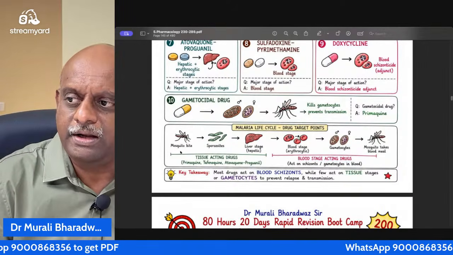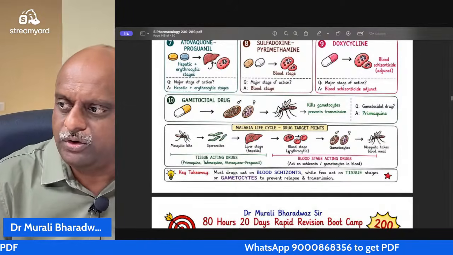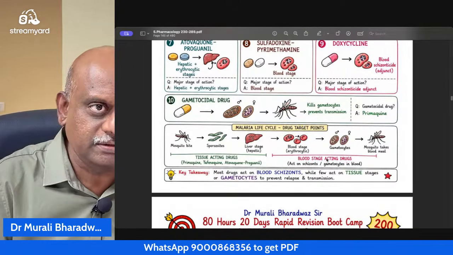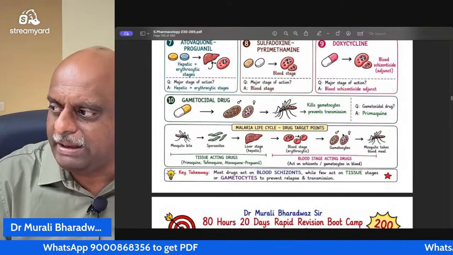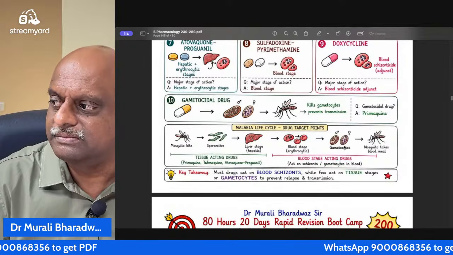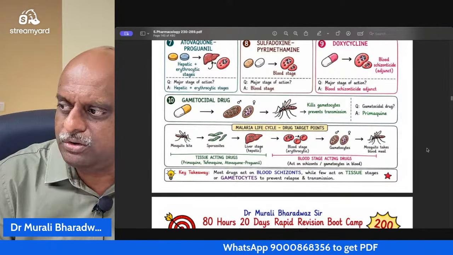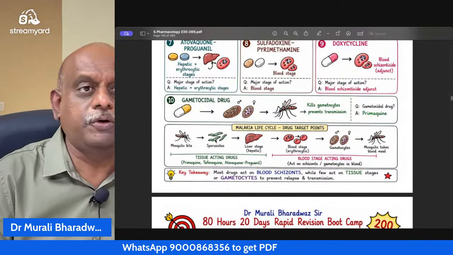So remember, doctor, when a mosquito bites, it introduces sporozoites. They go to the liver. Then the blood stage, the erythrocytic stage. From there, gametocytes form, and the mosquito drinks the gametocytes. To the mosquito, gametocytes. To humans, sporozoites.